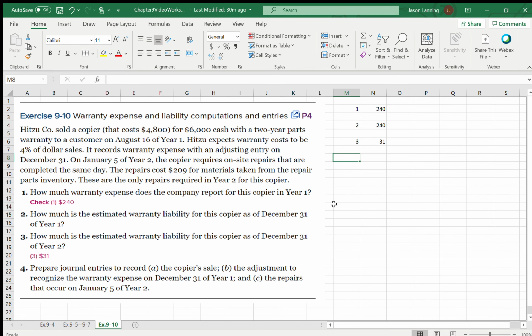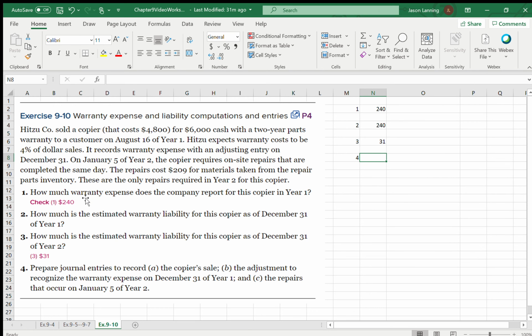And number 4 says to prepare journal entries. To record the copier sale, the adjustment to recognize the warranty expense on December 31st of year 1, and the repairs that occur on January 5th of year 2. I'm just going to make this bigger so we have some room to write.